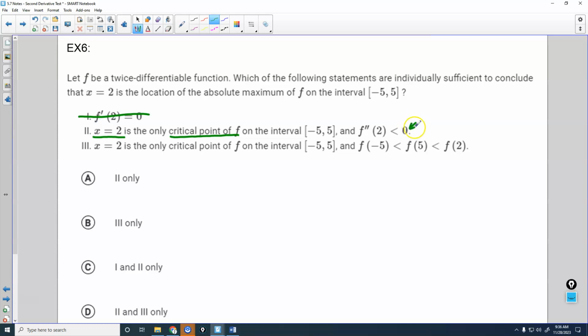Then it tells us that f double prime is less than 0. If I have a negative second derivative, that means I am concave down, which means my graph looks like this, which means that I have a maximum. But this alone, the second derivative test, only guarantees a relative maximum. Do we have enough information to say it's absolute?